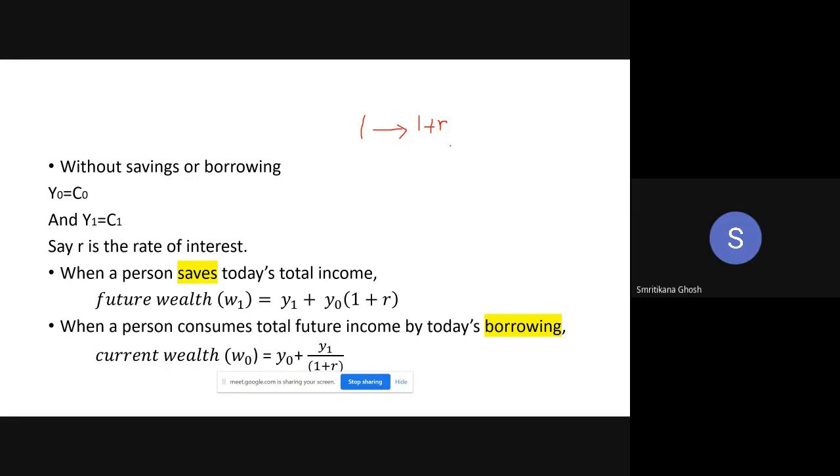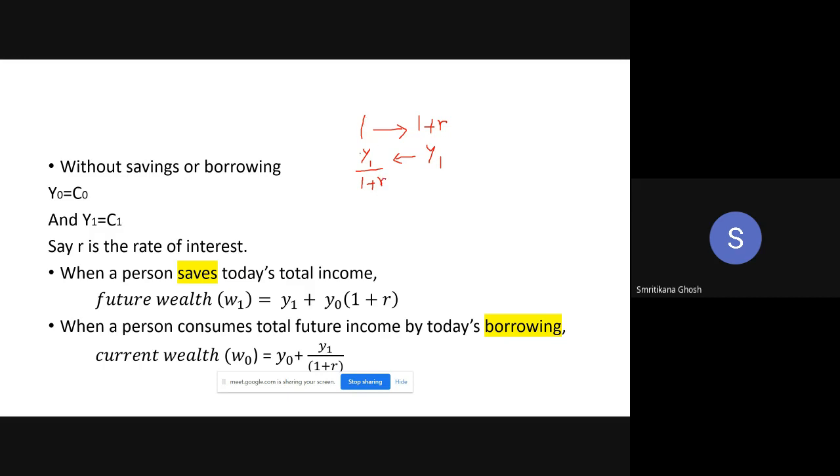What is your tomorrow's income? Y1. So the maximum you can pay tomorrow is Y1. Then with Y1, how much can you borrow today? Y1 divided by 1 plus r. This is again a unitary process.